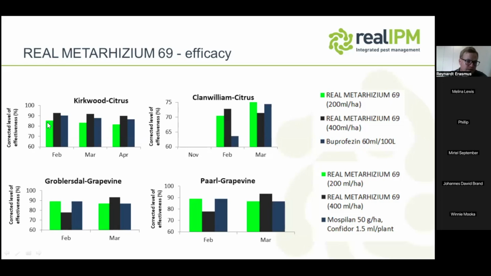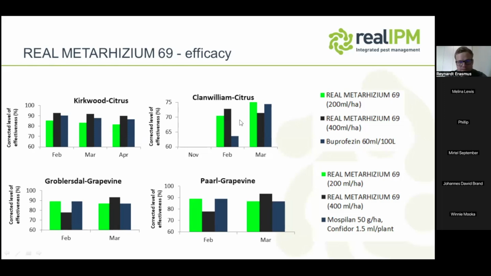Throughout the Kirkwood trial, we saw a corrected level of effectiveness ranging between 80 and 100% for both the 200 milliliter per hectare dosage rate as well as the 400 milliliter per hectare dosage rate, and there was no significant difference between the results obtained for the Metarhizium treatment versus that of the standard registered chemical product.